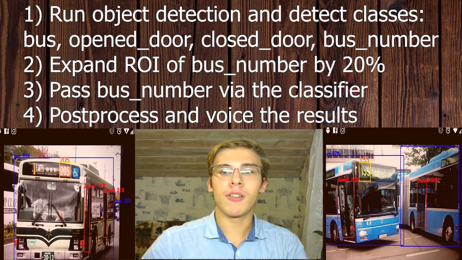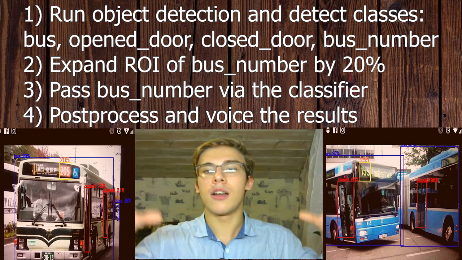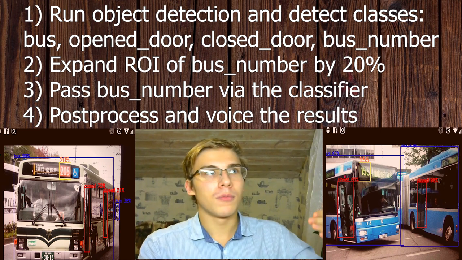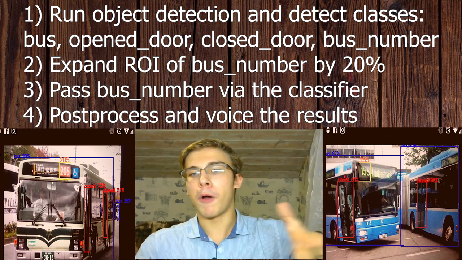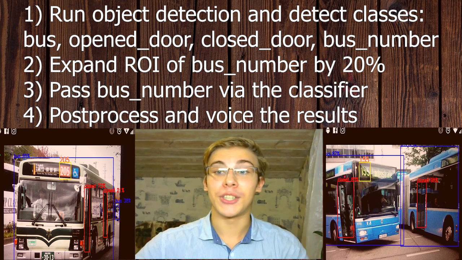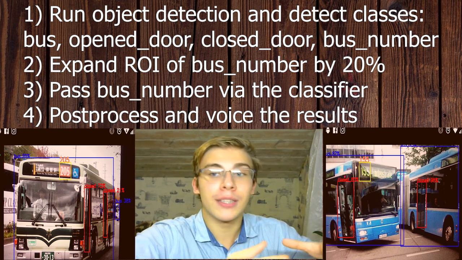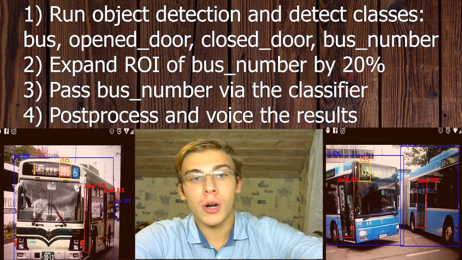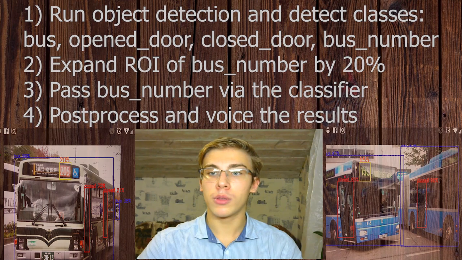A bus number is a general class. Then we don't need to see the entire image to read the bus number. And we can use the SVHN dataset, which can perfectly work on reading any other digits. So that's how the neural network side of things works, how the two separate neural nets work together to allow the app to work. And this is how it goes.